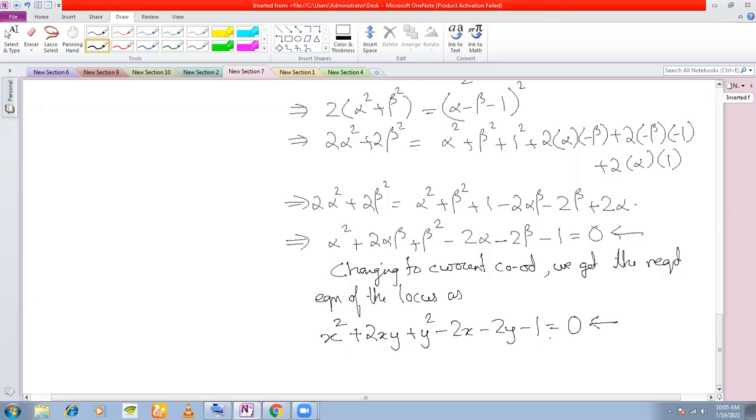Now this equation will have a certain name, which you will not be doing. Maybe it is an ellipse or maybe it is a parabola. It is definitely not a circle, because you have a 2xy term here. It can either be a parabola, an ellipse, or a hyperbola, any of the three. It can also be a pair of straight lines. But we don't know. So we just need the equation. We don't need to determine the name of the locus.